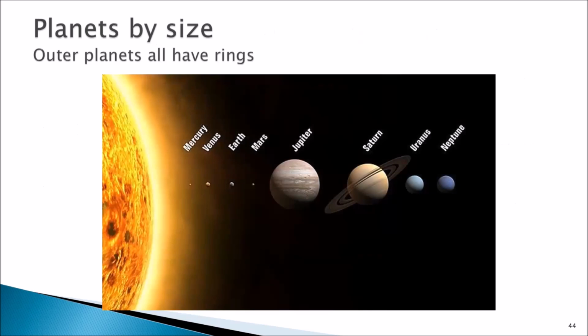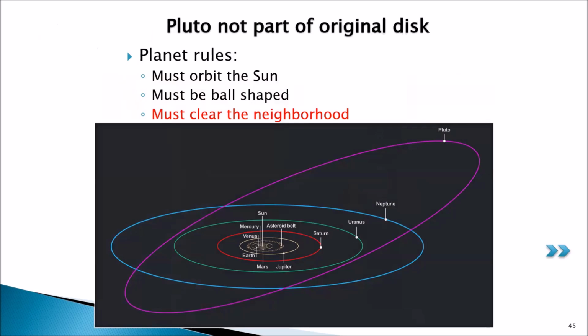So here's a quick snapshot of the planets where the sizes are approximately right. The spacing is certainly not the right spacing for these planets. And you'll notice that Pluto is not in the group. Why not? Well, here's a little diagram showing why Pluto is not there. Pluto's not part of the original disk. It was formed somehow the other way than through the process I just described.